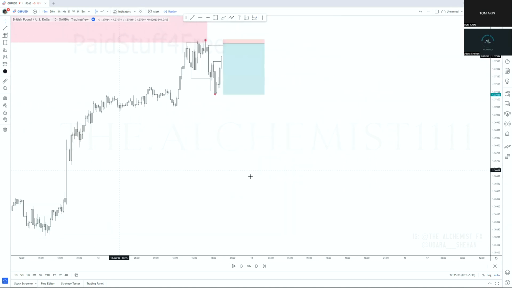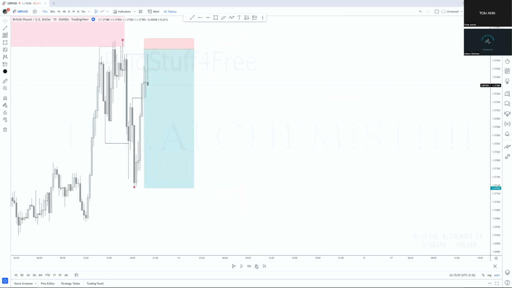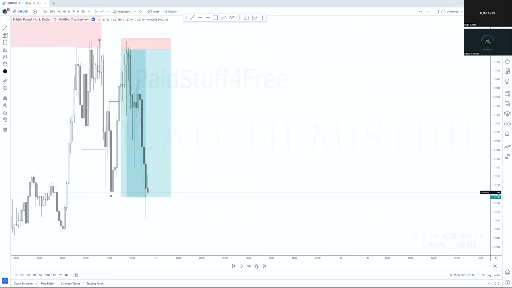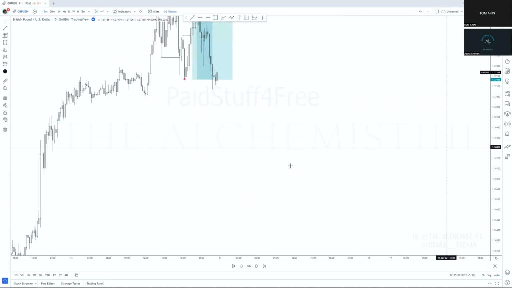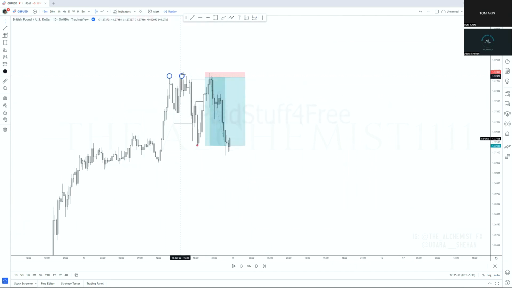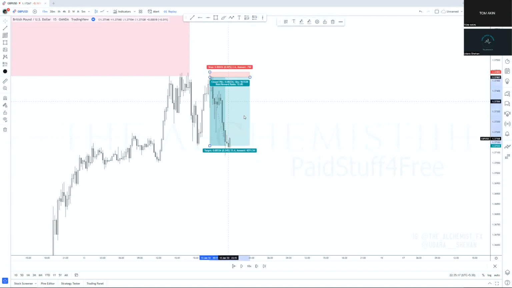Okay, so let's see what happens. There it goes, taps, and it comes down. Did you see that? Okay, so now you're not going to close everything in here. You're not just going to close everything out in here. If you do that, what's the point of marking out a weekly and a daily range? There's no point of doing it.